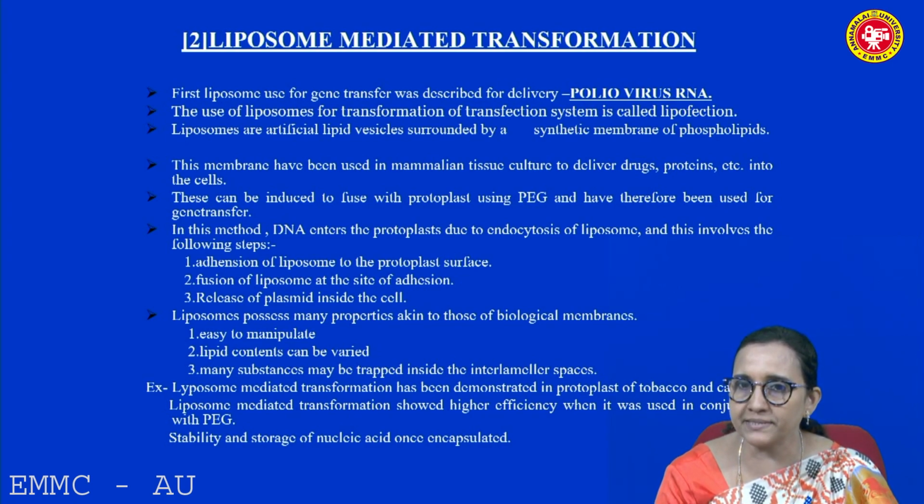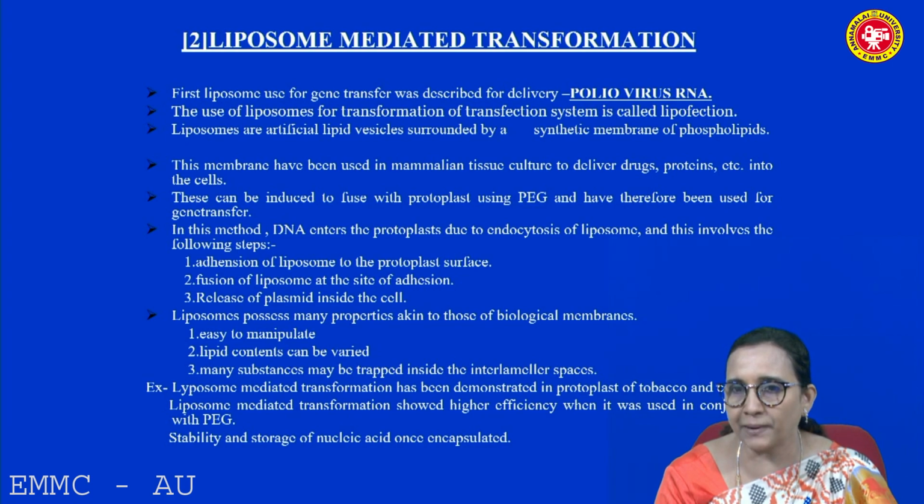The first step is adhesion of the liposome to the protoplast surface. How can this be adhesive? By the fusion of the liposome at the site of adhesion. When we are introducing protoplast, there is a particular site on which the liposome will attach itself. That particular point where the liposome is attaching is called the adhesion point. So, the liposome will fuse on the adhesion point of the protoplast.